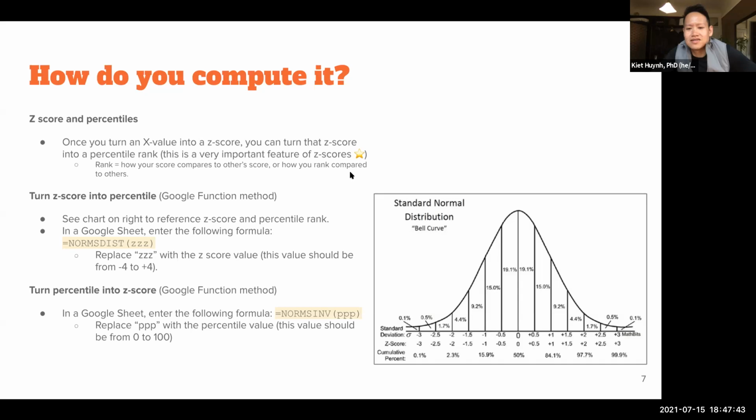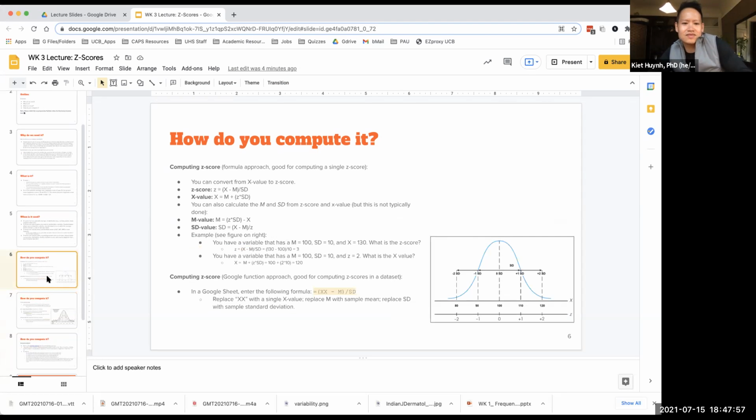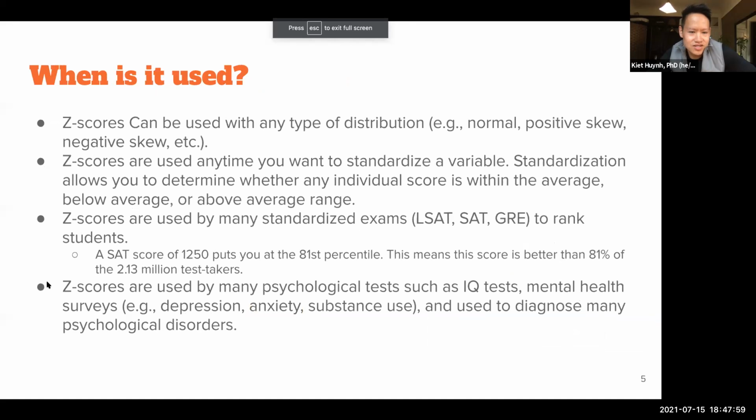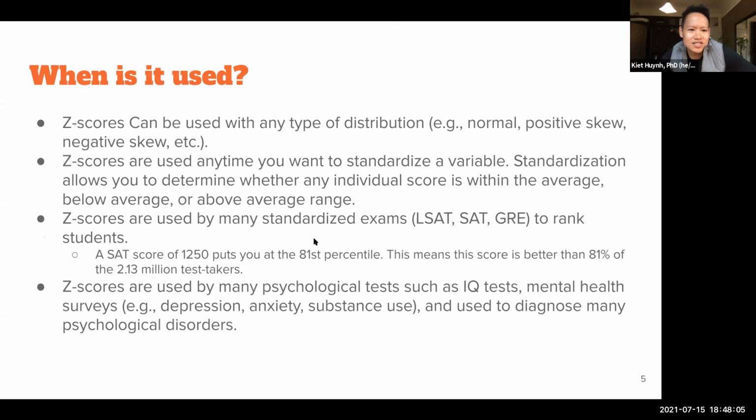All right. So how do you compute z-scores? I think we must be missing a slide here. Yeah, we skipped a slide. That's why. Because we were here. When do you use it? Oh yeah, we skipped the last slides actually. When is it used?